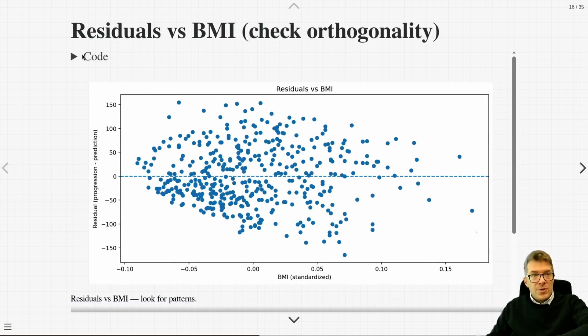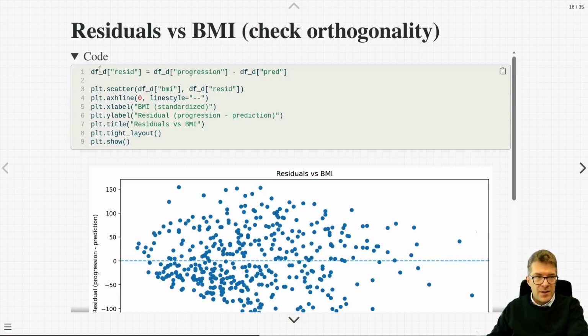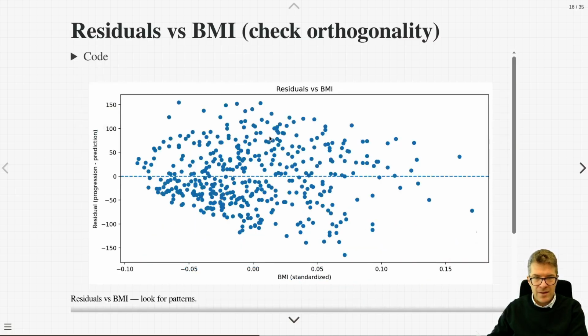We can look at the residuals. So basically I'm just kind of rotating the space, looking at the residuals, or the errors, according to each of our BMIs here.